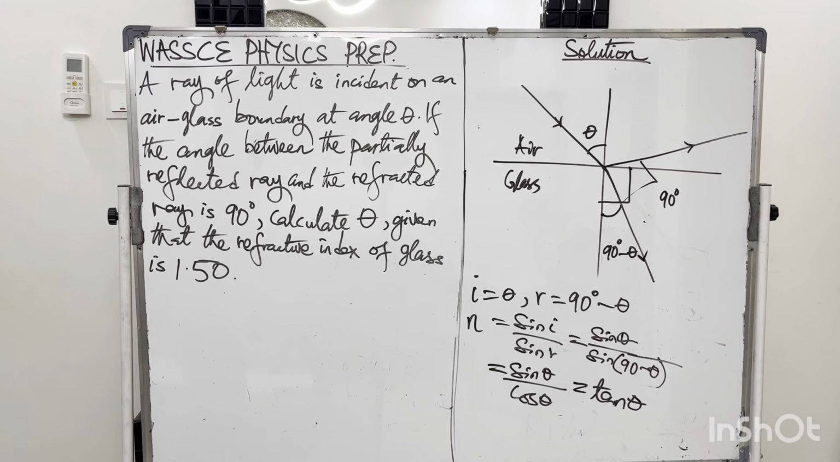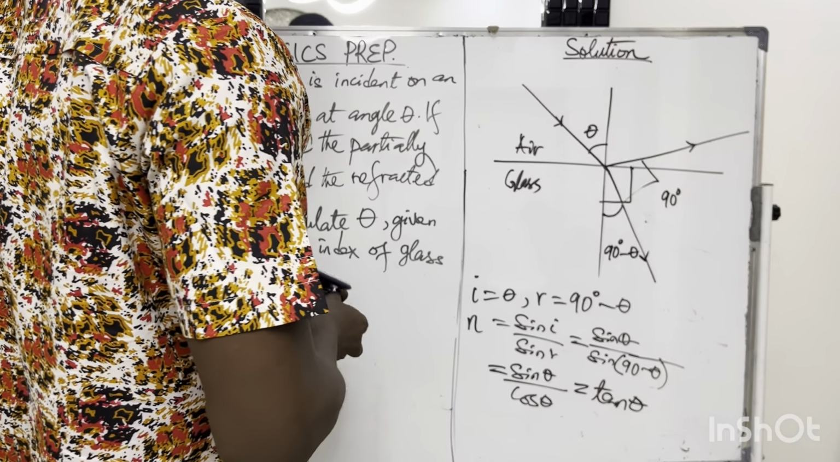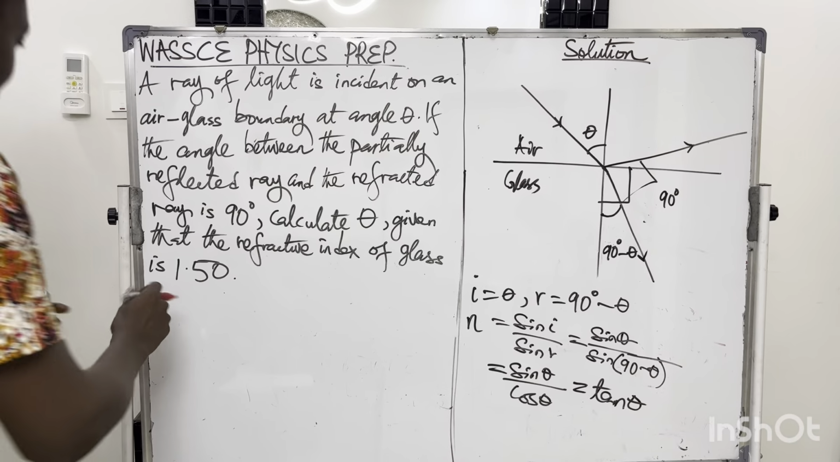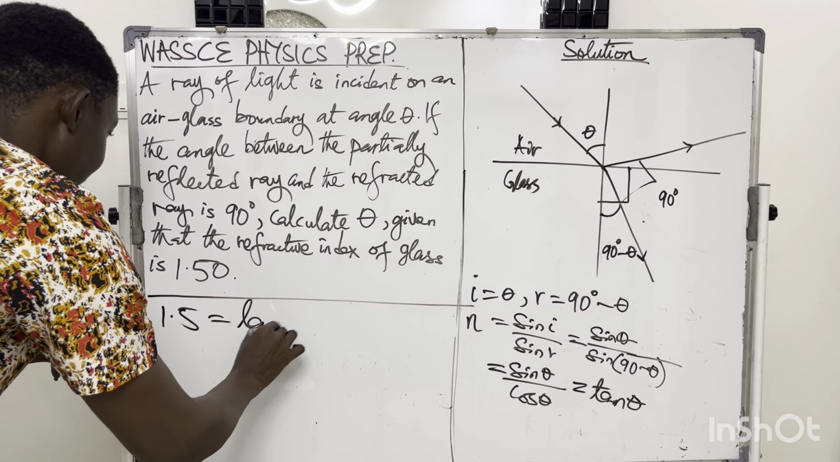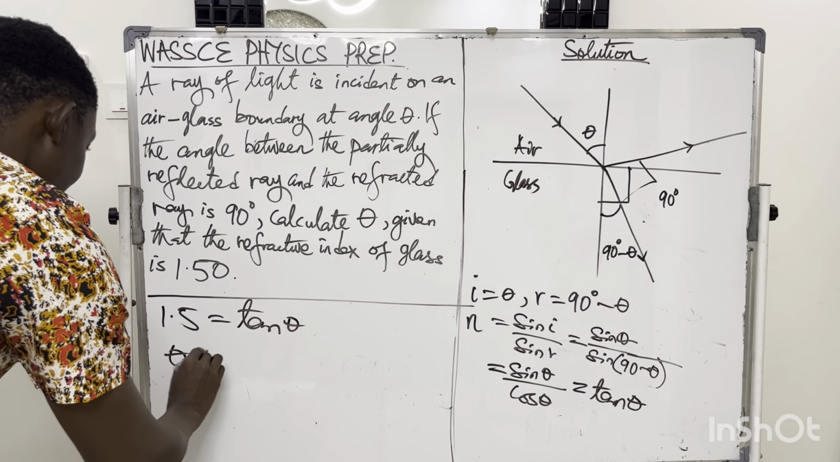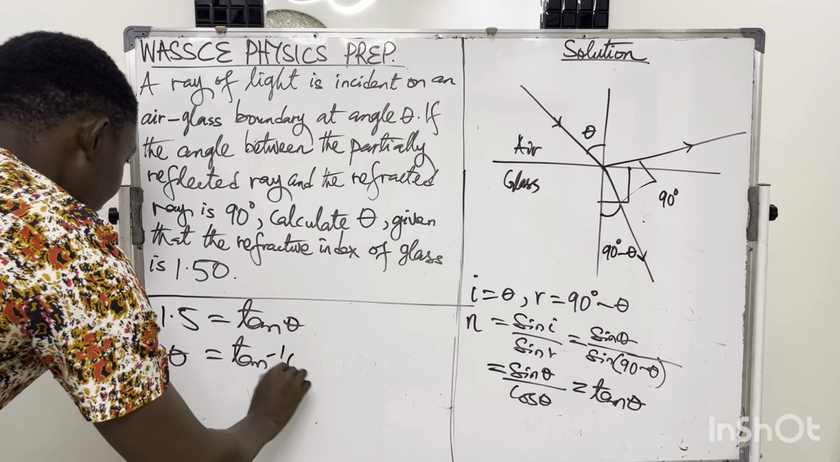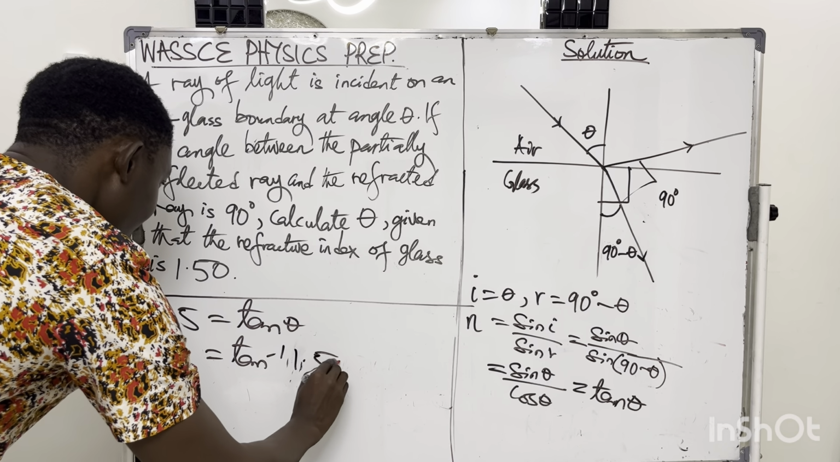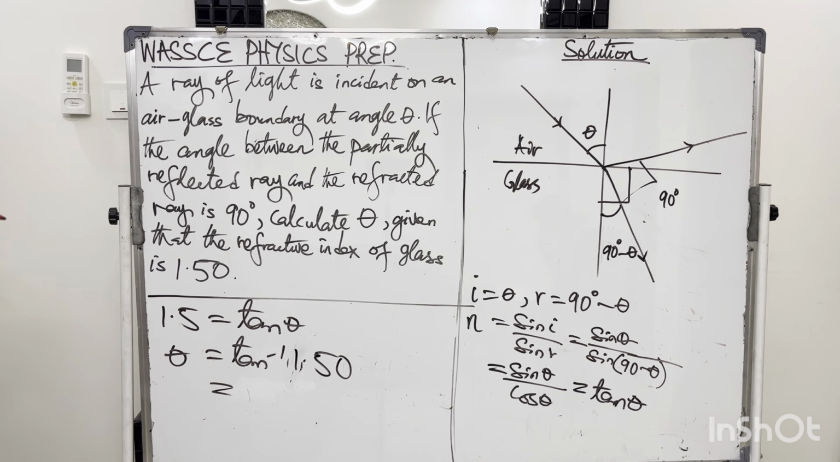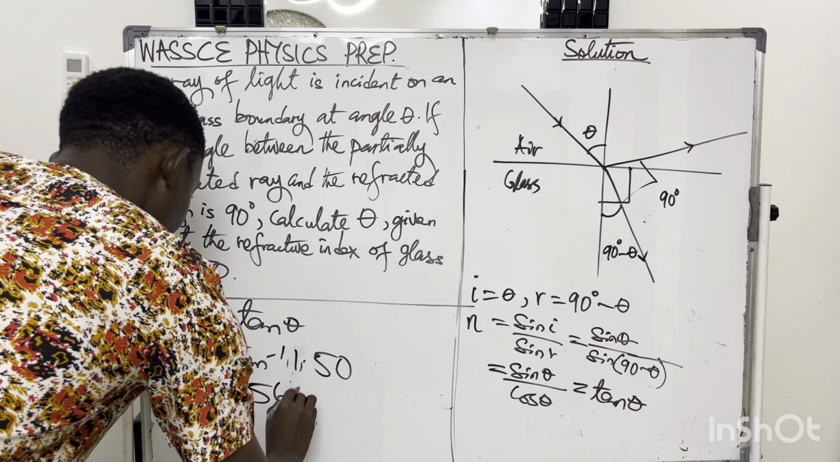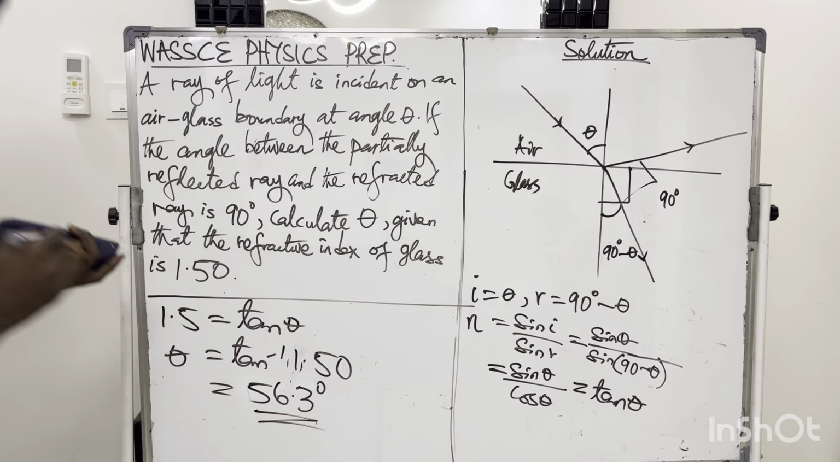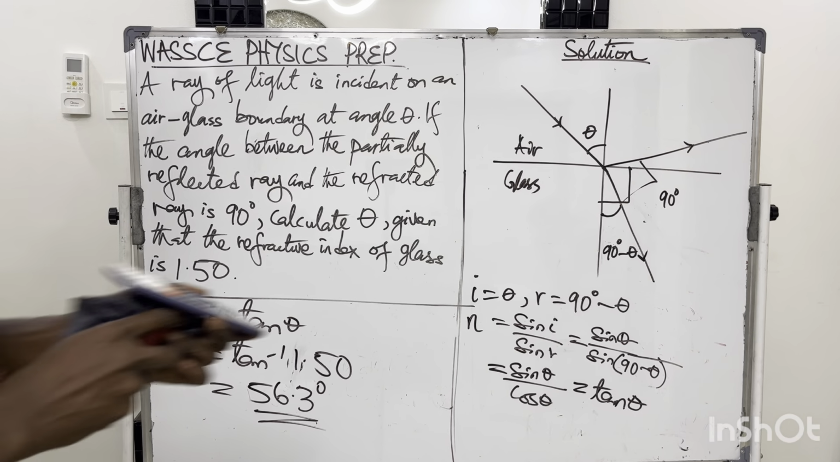So if this is what we have, I'll continue the solution this way. It means that 1.5 is equal to tan theta, and theta will be equal to tan inverse of 1.50. Tan inverse of 1.5 will give us 56.3 degrees, and this is our final answer for theta.